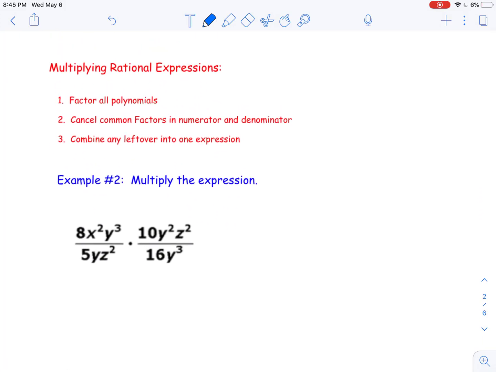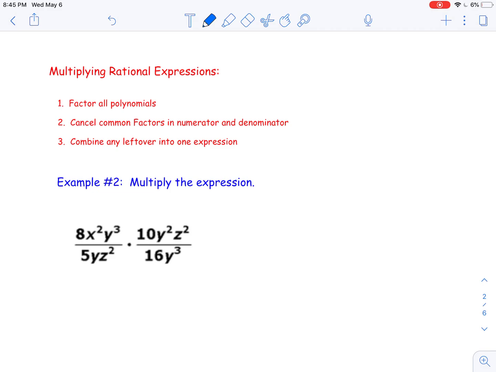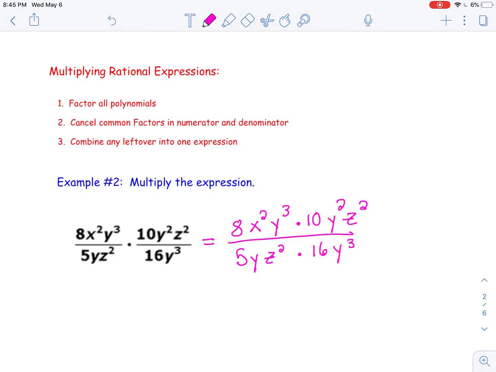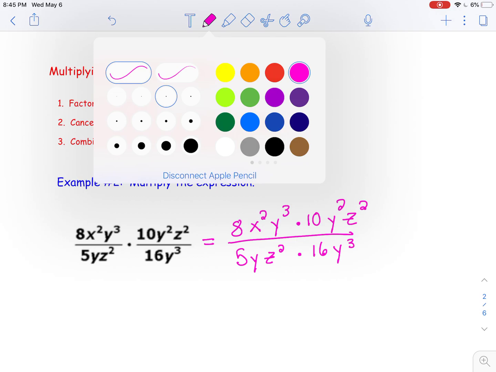Let's look at this one. Here I really can't factor anything. So I'm just going to go ahead and multiply these together. I can't really factor anything out of the top or the bottom. So I'm really thinking I have 8 x squared y to the third times 10 y squared z squared all over 5y z squared times 16 y cubed. Really what I have to do now is cancel things out, simplify what I can simplify out.